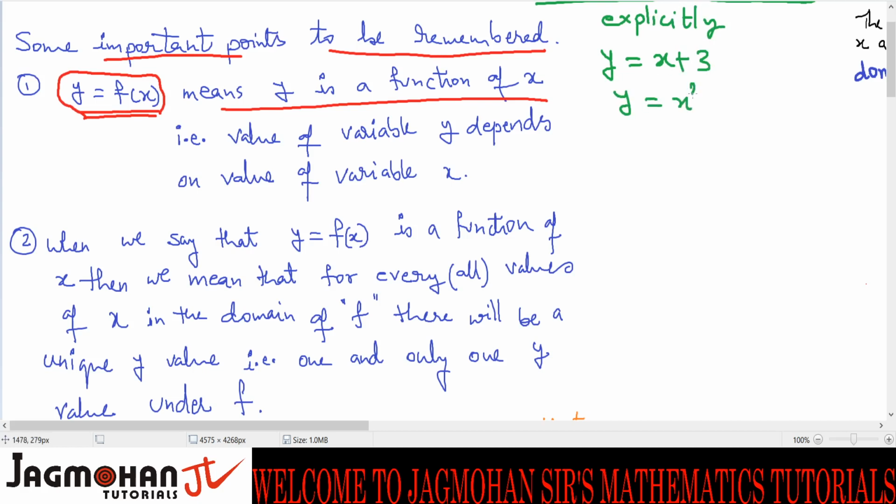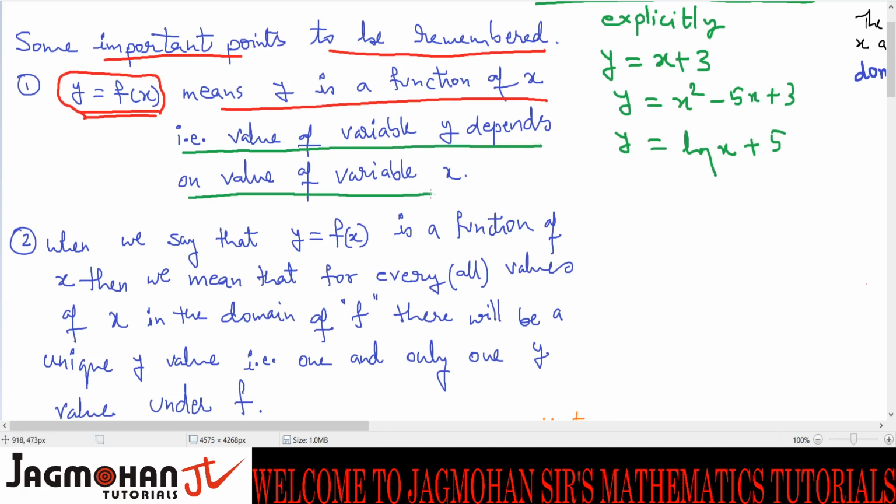y equals x square minus 5x plus 3. This is y equals f of x. y equals log of x plus 5. y equals f of x. See, these are y equals f of x. So whenever you write y equals f of x, what does it mean? It means y is a function of x. Further, the value of variable y depends on the value of x.